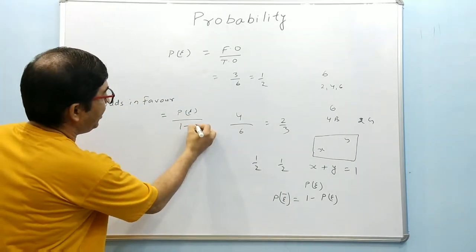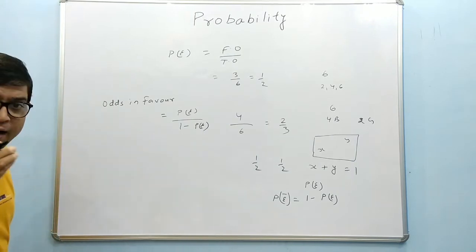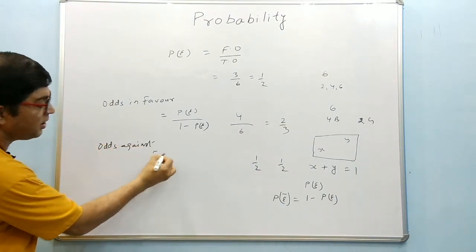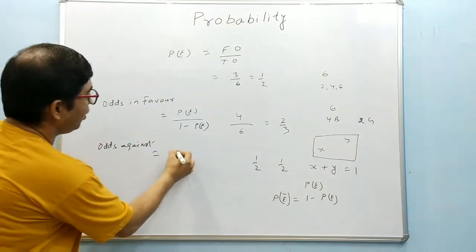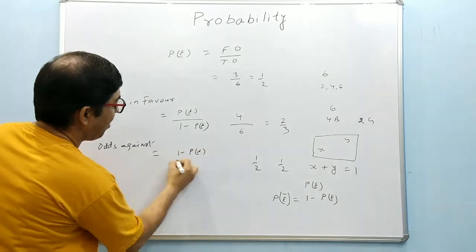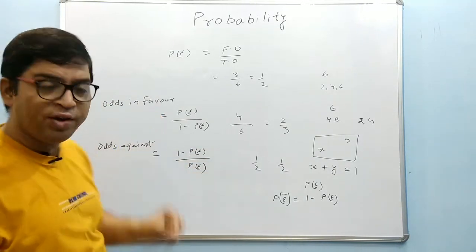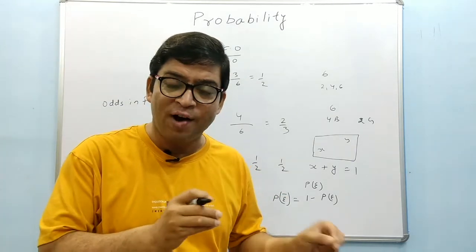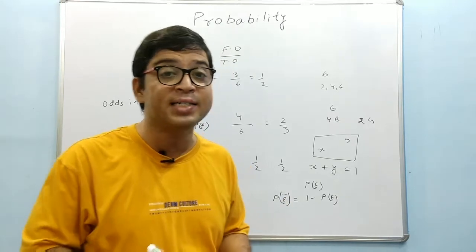So happening by non-happening is odds in favor. Odds against an event is non-happening by happening, and non-happening we know is 1 minus P(E), so it is (1 minus P(E)) by P(E). That is odds in favor and odds against an event. So we can find these things, odds in favor and odds against an event.